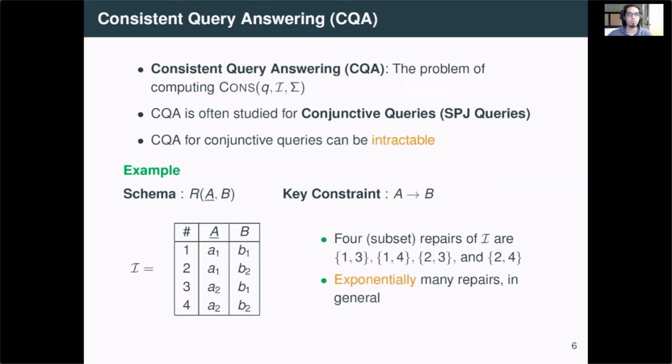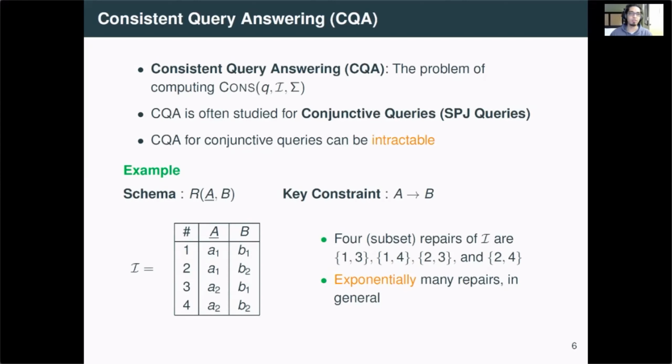So even for these simple queries and for simple key constraints, it has been shown that computing consistent answers can be an intractable problem. That is, it is very unlikely to have an efficient algorithm that computes consistent answers. And you can see why. The reason is there are simply too many repairs. In general, there can be exponentially many repairs for a given inconsistent database.